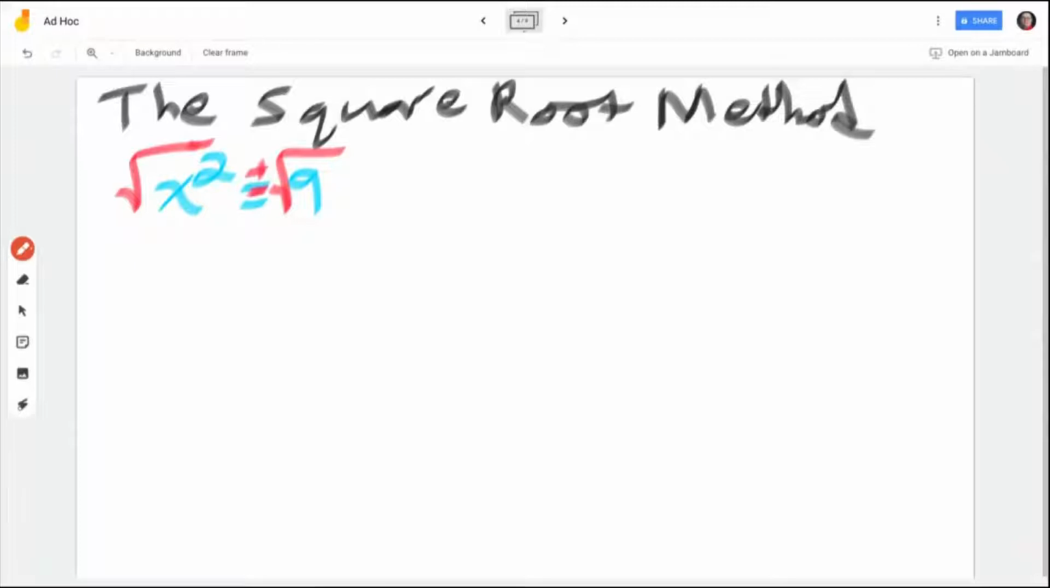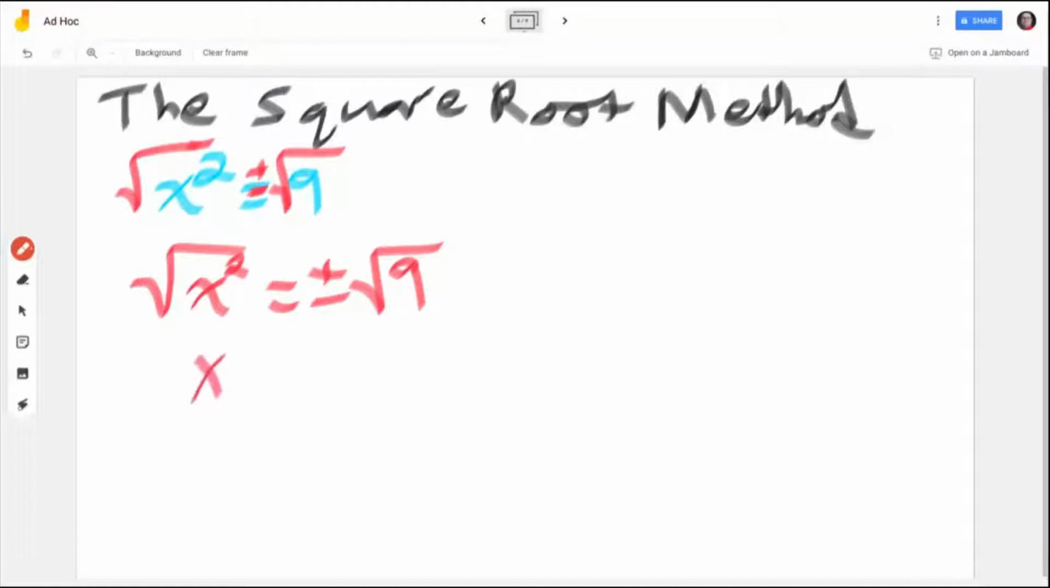So what we end up with is the square root of x squared is equal to plus or minus the square root of 9. Don't forget about the plus or minus. That's probably the largest mistake, or not the largest, but the most often mistake that I see. So the square root of x squared is just going to be x. And so this is going to be plus or minus the square root of 9, which is 3. And so we end up with a solution set of negative 3 and positive 3.